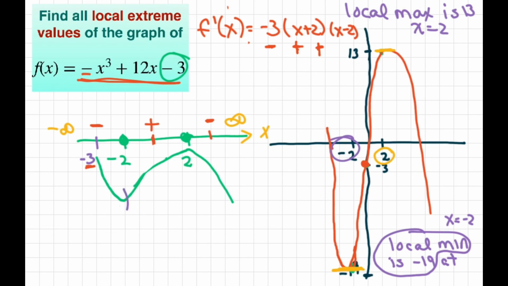Because this interval here is positive. So that's another good way to do it. Then you could see this is your local minimum, this is your local maximum.